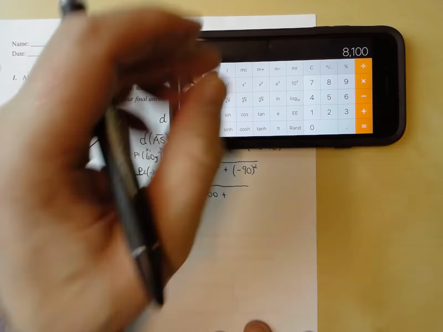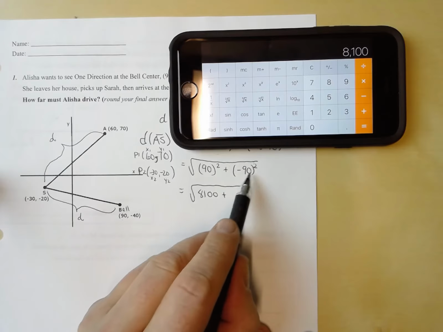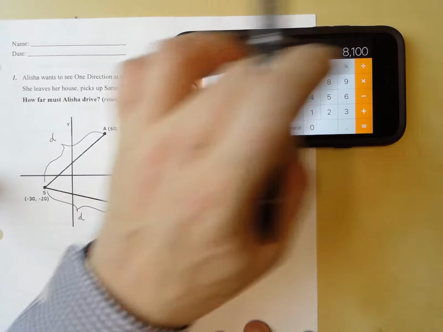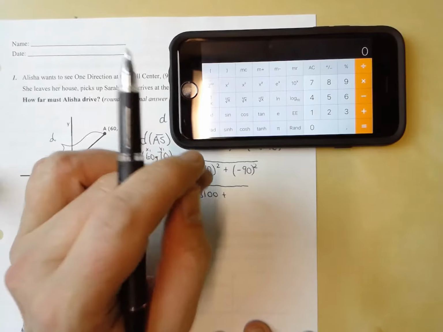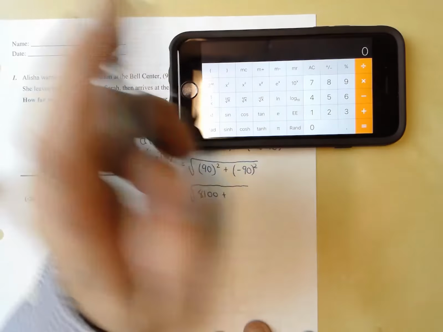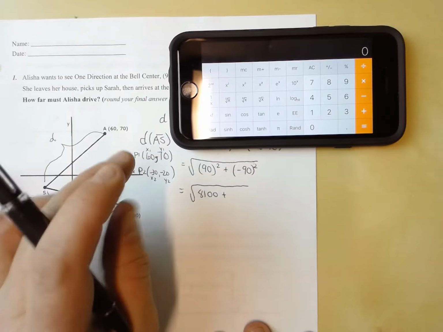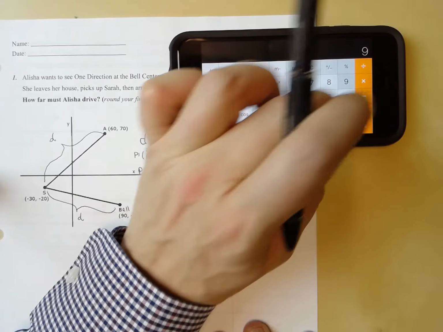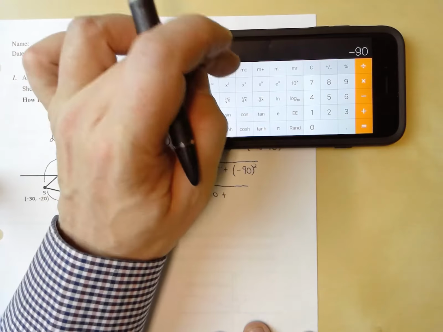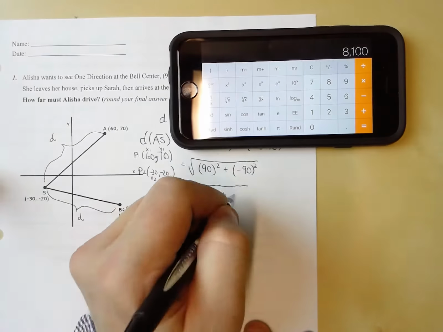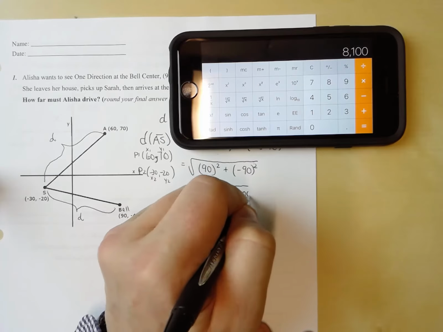Plus negative 90 squared. Now, very important, when you go to square this negative 90, different calculators will do this differently. But you have to use those brackets if you don't want to make a mistake. So I'm going to go open brackets. Now, you don't see the bracket on my phone calculator. On your regular calculator, you will. But that's the open bracket. Then I'm going to go negative 90. Make sure you get that negative in there. Then close the bracket and then square it. You need to get a positive 8100 there.